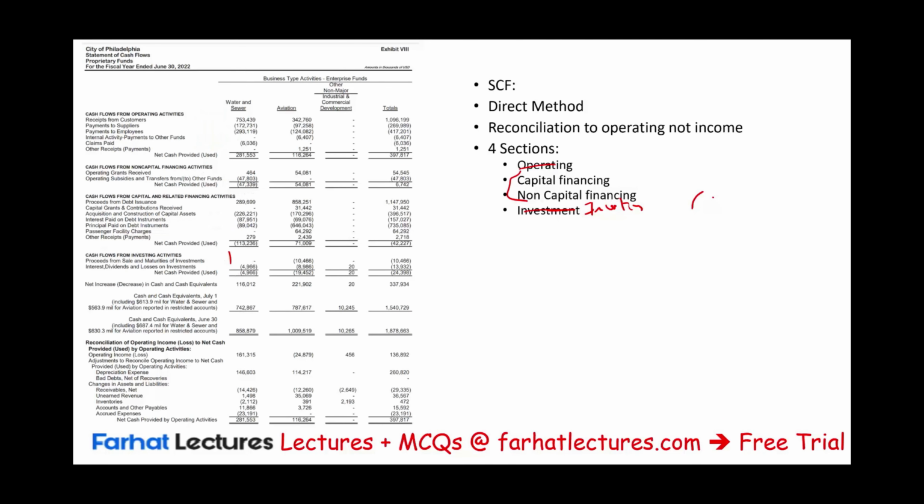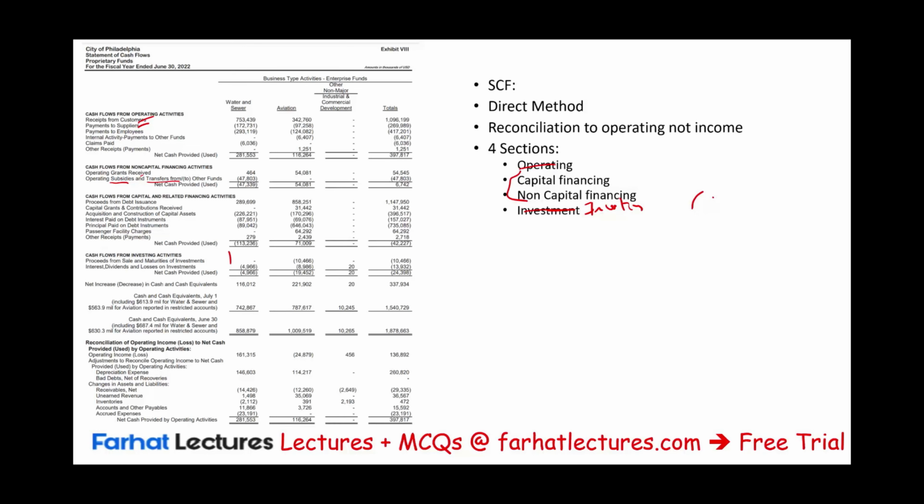Now, if you want to get an idea what goes under each, for example, receipts from customers, payment to suppliers goes under operating. Capital financing, operating grant received, basically capital. Capital means money. How you are being financed? Operating grants. Somebody's given you grants to operate. Operating subsidies and transfer from other funds. That's operating. Then we have non-capital financing.